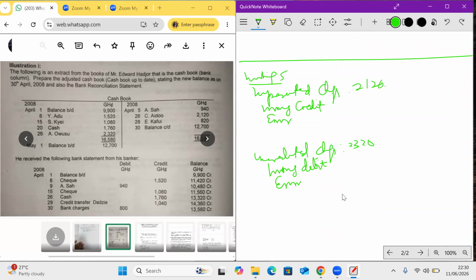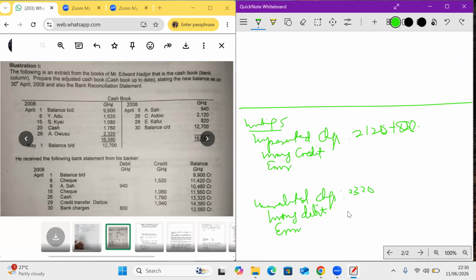Continue. The 820 was also not there. So you also add it. 12,700 wasn't also there. That one is a balance, so don't include it. Then we'll come to the bank reconciliation.